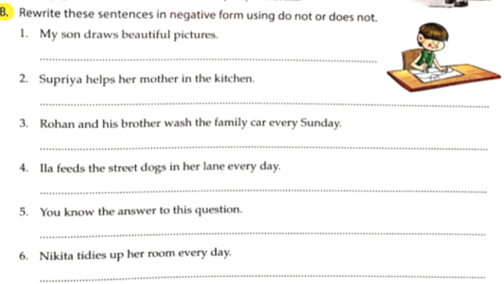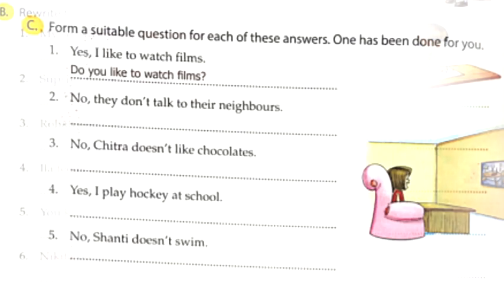Understand the rules. Identify your subjects and then use do not or does not. Let us see next. Now we have the next question. Form a suitable question for each of these answers. So students, answers are given to us. We have to write questions on the basis of these answers.